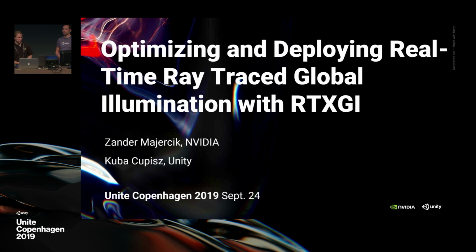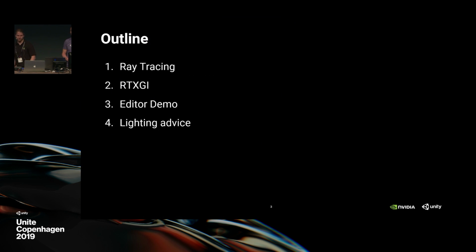Today we're going to be talking about RTXGI. This is the new lighting technique that we're using for global illumination in Unity. This is a collaboration between NVIDIA and Unity, bringing real-time realistic lighting to Unity's High Definition Render Pipeline, or HDRP, in an artist-friendly way with RTXGI. This is global illumination that runs everywhere and benefits from hardware acceleration on NVIDIA RTX GPUs.